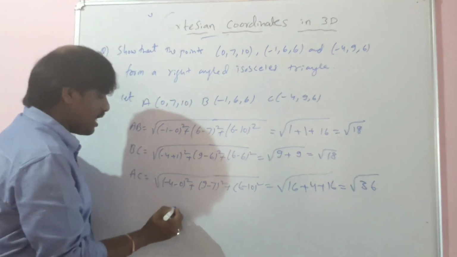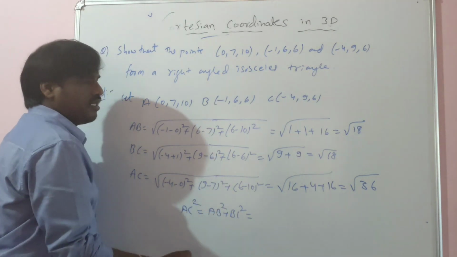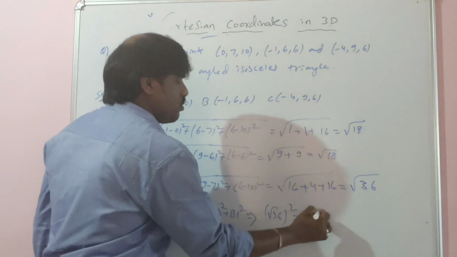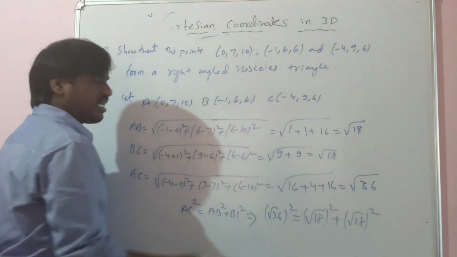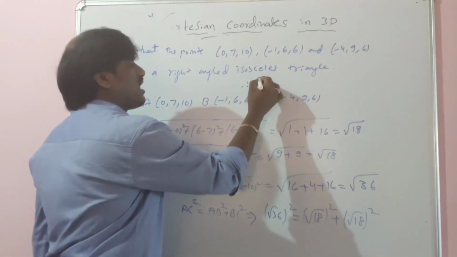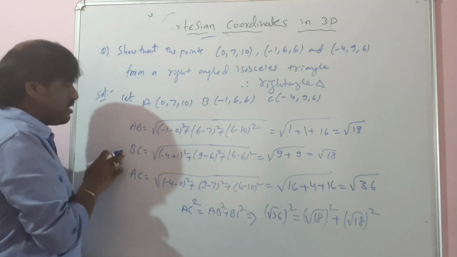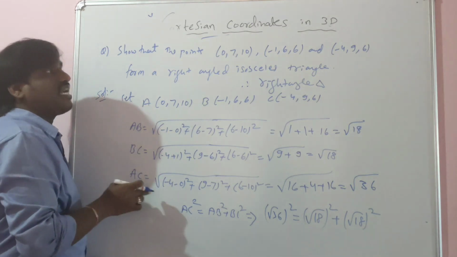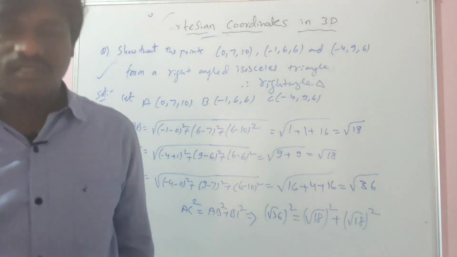So you can see what is happening here: AC square is equal to AB square plus BC square. That is, root 36 square is equal to root 18 square plus root 18 square. Both are equal, so AC square equals AB square plus BC square. Therefore it forms a right angle triangle, and also AB is equal to BC, the adjacent sides are equal, so it is a right angle isosceles triangle. So likewise the questions will be there.